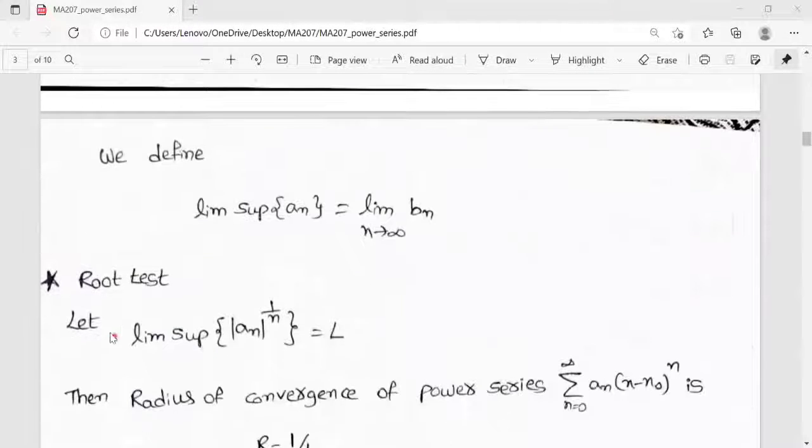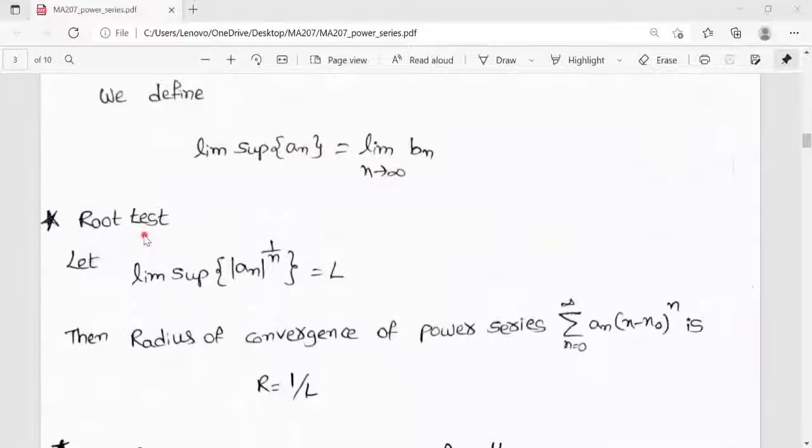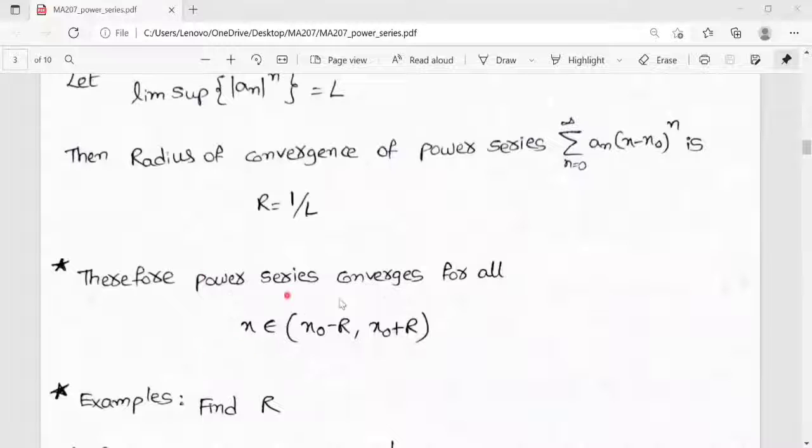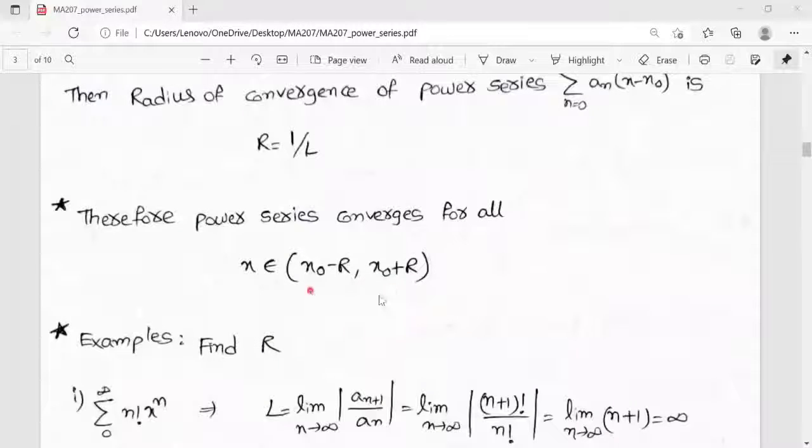The second test is the root test. The lim sup of the absolute value of an to the power 1 by n is denoted by L, and the radius of convergence is 1 by L. The power series converges for all x belonging to x naught minus r to x naught plus r. So this interval is known as the interval of convergence.